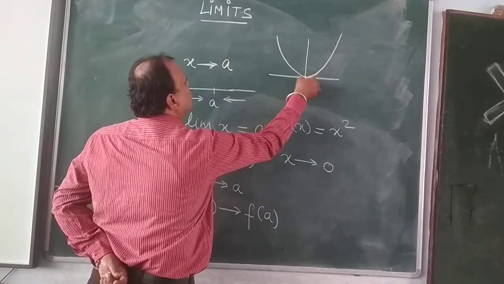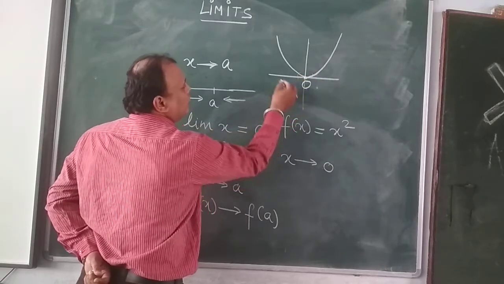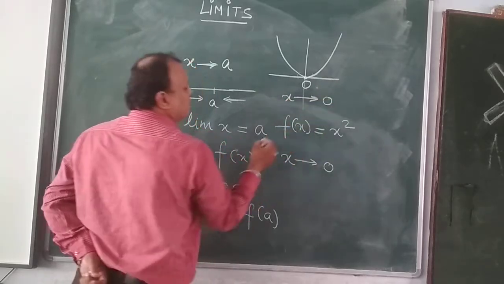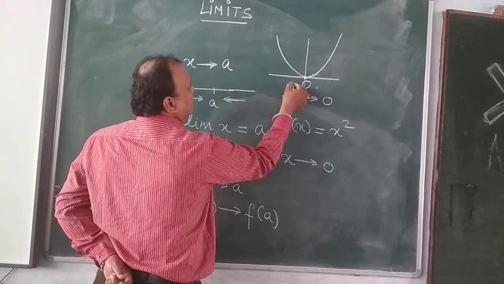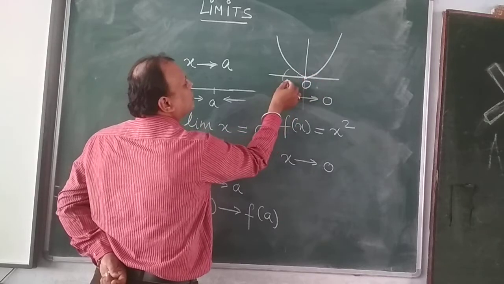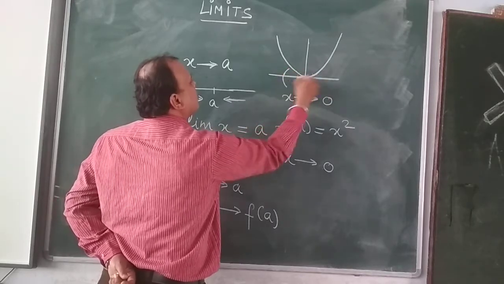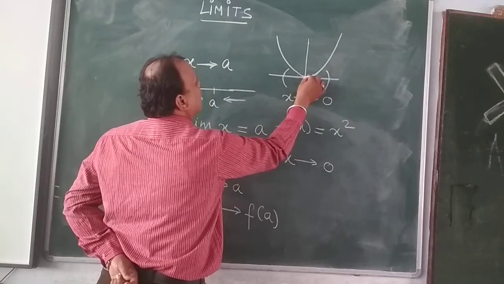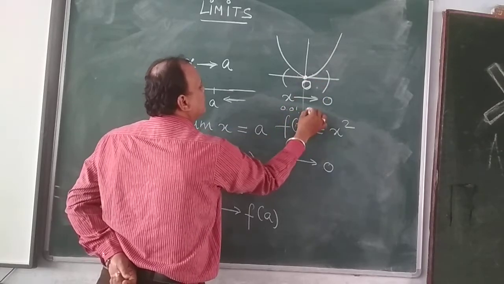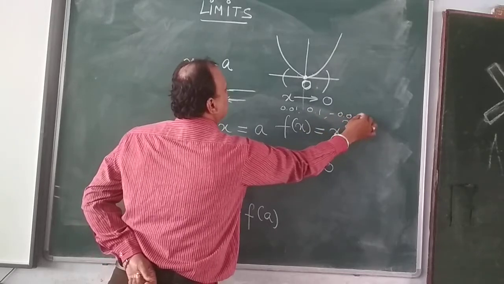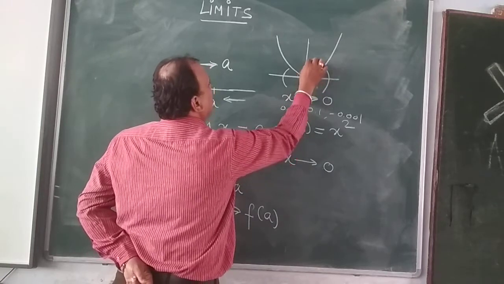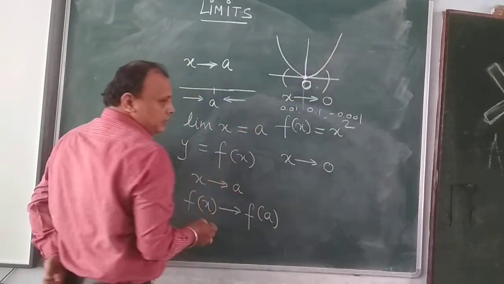Let us consider all those points nearer and nearer to 0 on the x-axis. That means I am taking all those values which are tending to 0, like for example, minus 0.1, minus 0.001, minus 0.0001. If I consider the neighborhood of 0, all those values which are nearer and nearer to 0 can be of the form 0.01, 0.1, minus 0.001. If you square them all, still we get the values which are on the positive y-axis.